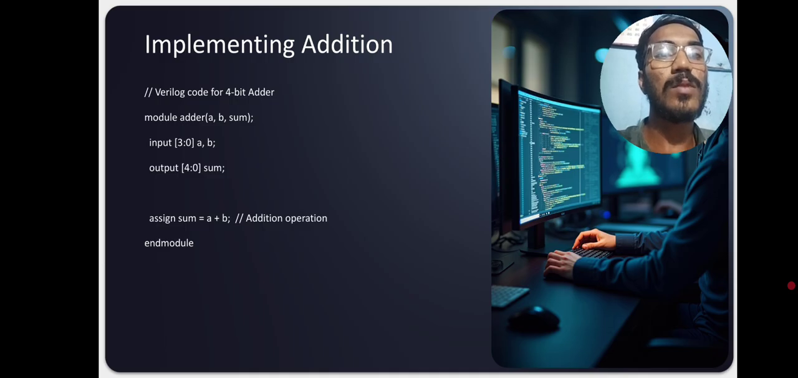The output will be the sum of A plus B, which you have input as the A and B values. You will get the output. For example, we keep A equals 3 and B equals 4. The output will be sum equals A plus B, 3 plus 4 equals 7. And this is the implementation of the addition.